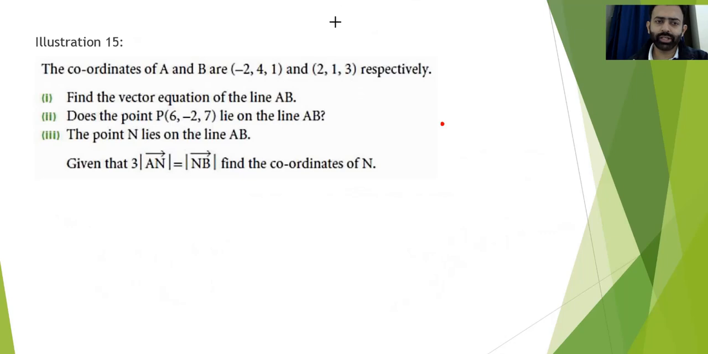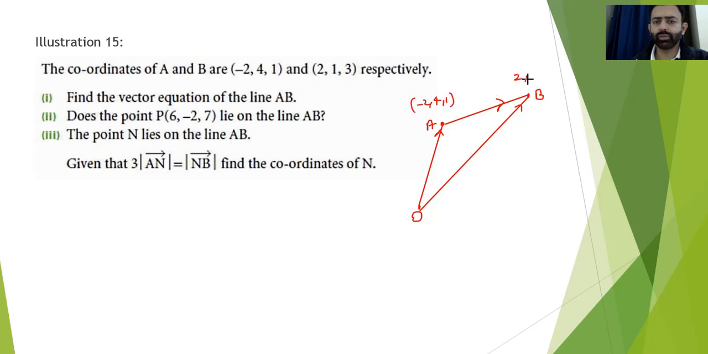So we have been given 2 points whose position vectors are (-2, 4, 1) and (2, 1, 3). So this is a point A and this is a point B, for example, and this is O. Let us join these 2 points. Fine, so this is your OA, this is your OB, and this is vector AB, right? So it is (-2, 4, 1), and this is (2, 1, 3), right?